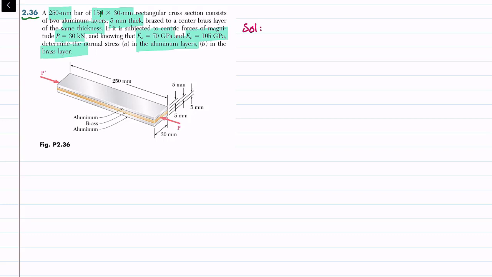Now you can see there are three layers, and each layer has an area A equal to the width 30 multiplied by its thickness 5 millimeter. Three layers are present, so for every layer this comes out to be 150 square millimeter, which in meters is 150 into 10 raised to the power minus 6 square meter.